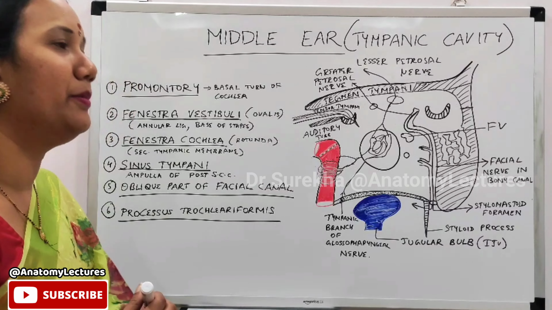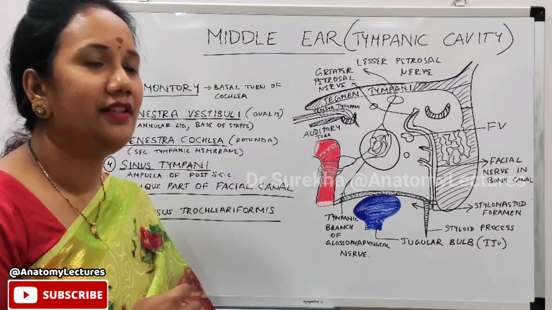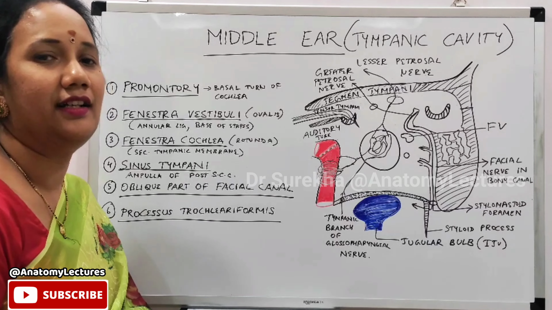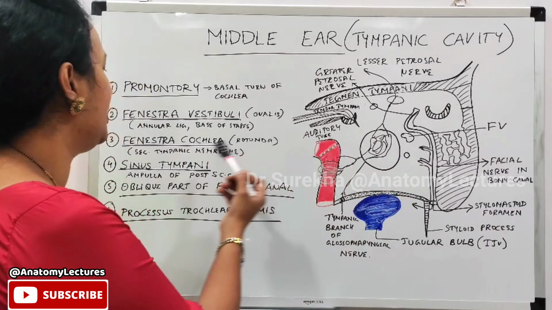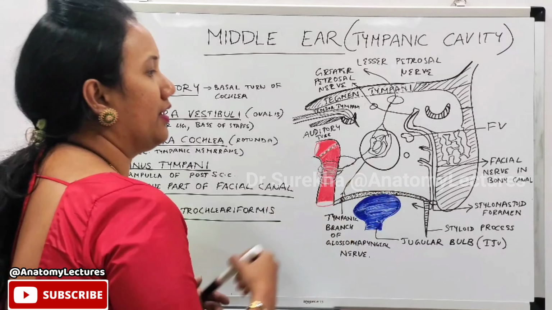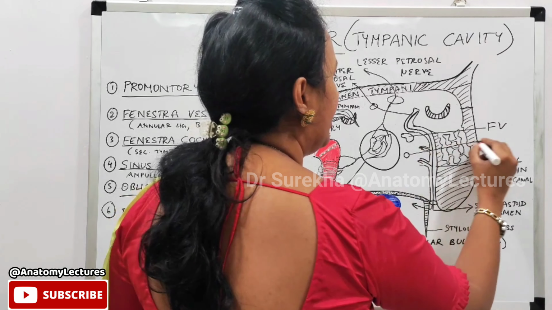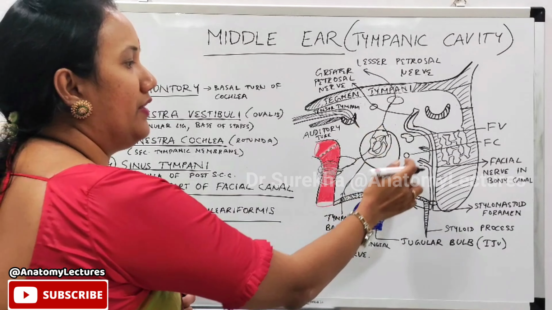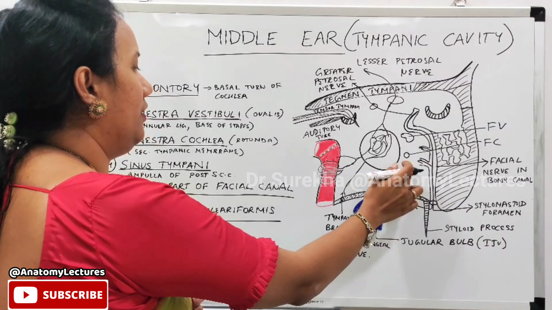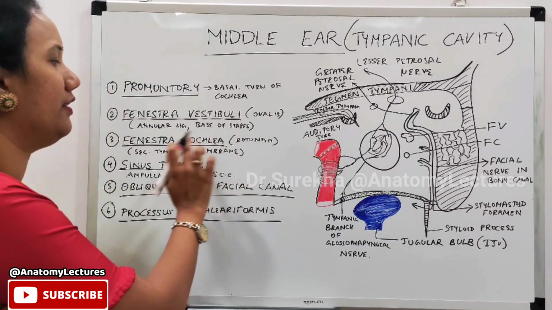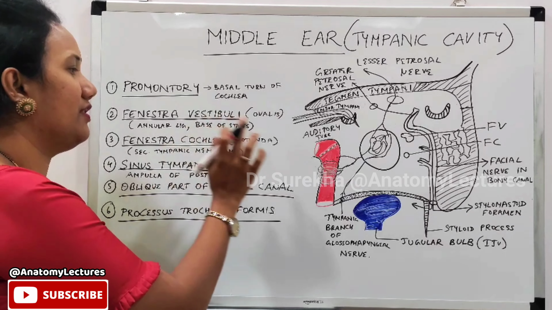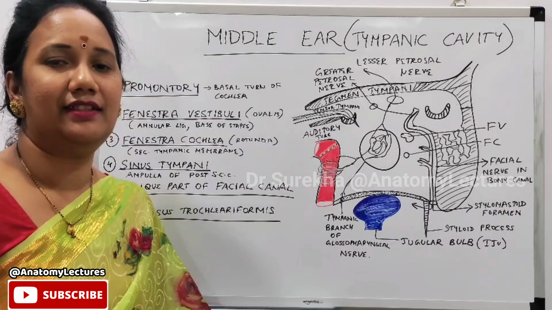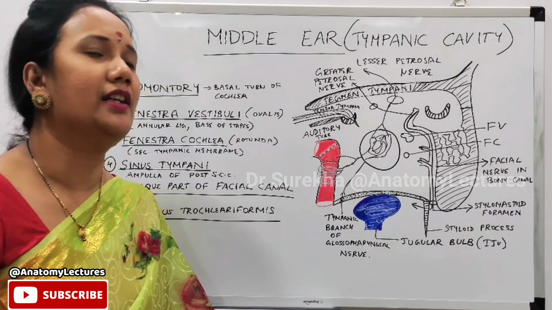Now this aperture is closed in the recent state by the base of the stapes and the annular ligament. And the other feature which we see is the fenestra cochleae. In the posterior and lower part, behind the promontory, we see a small circular aperture which is called the fenestra cochleae, or otherwise referred to as fenestra rotunda. This is covered in the recent state by the secondary tympanic membrane.